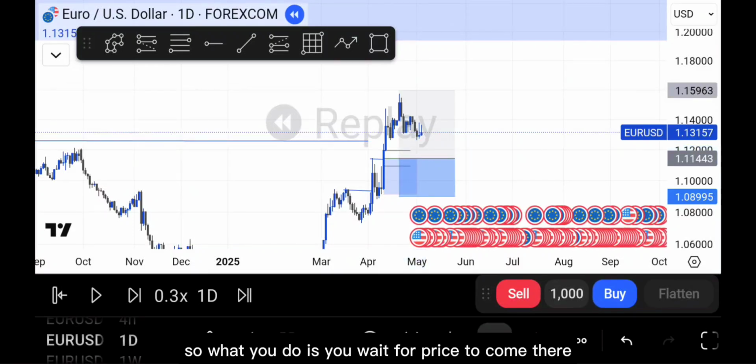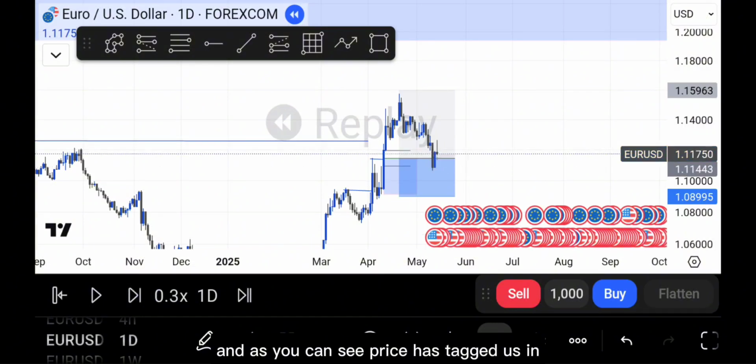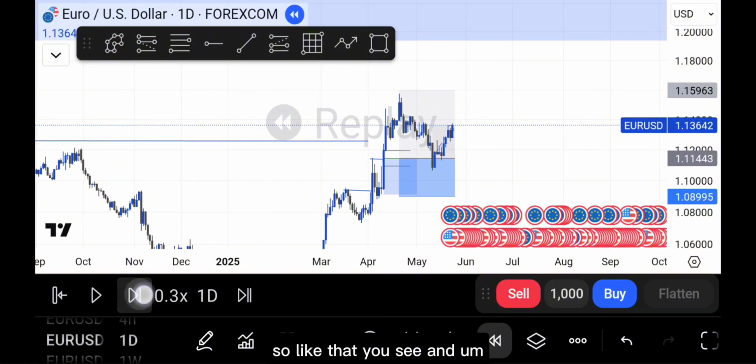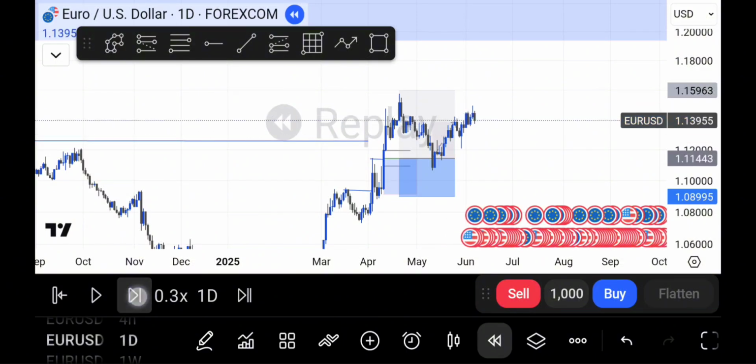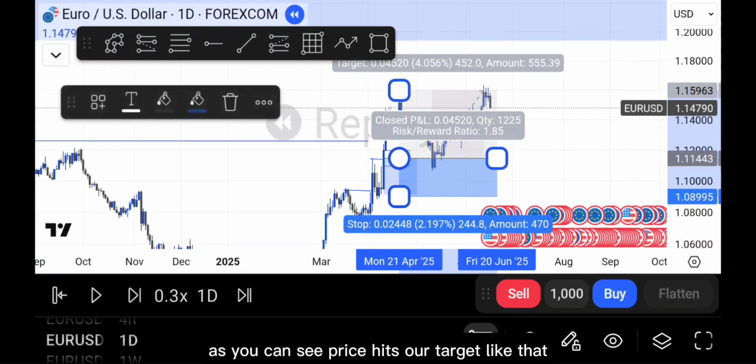So you wait for price to come there, and as you can see, price has tagged us in. Do nothing. You set your SL, you set your TP, and just watch the price play out. Like that, you see, price hits our target. Like that, we keep following the price. Price has hit our target.